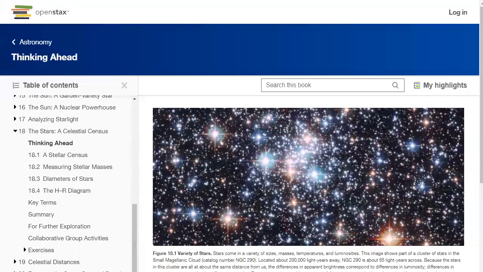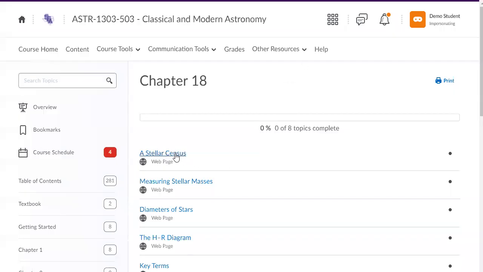So here we are in day 20 of astronomy, and we're talking about chapter 18 and the census of local stars, trying to figure out why stars are blue and red. Why are they bright and dim? How far away are they? How fast are they moving? Those kinds of things, and then trying to compare them using a tool called the HR diagram. So let's get into chapter 18.